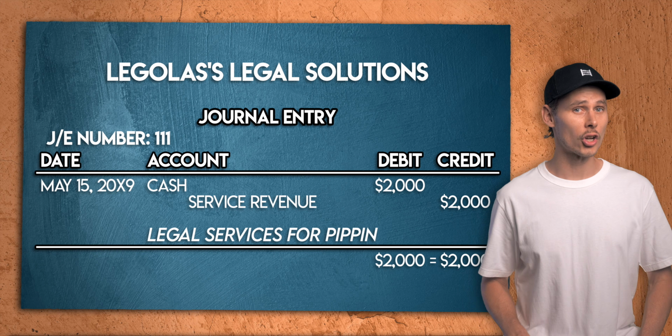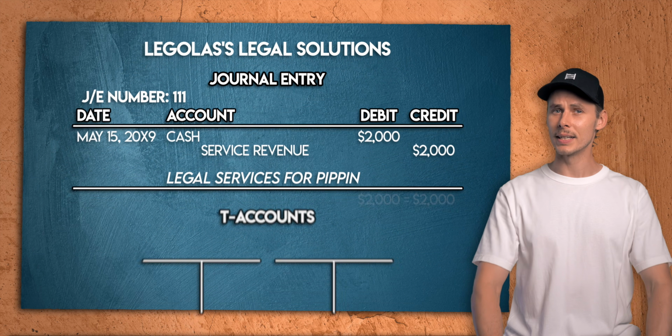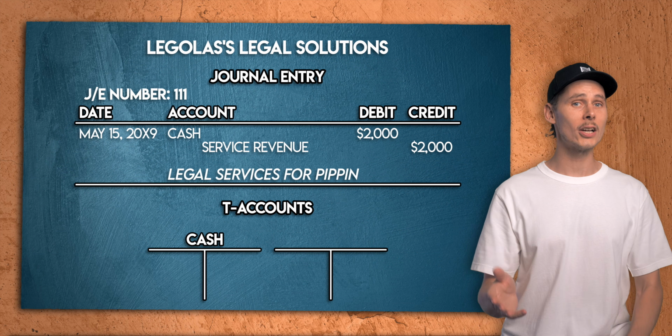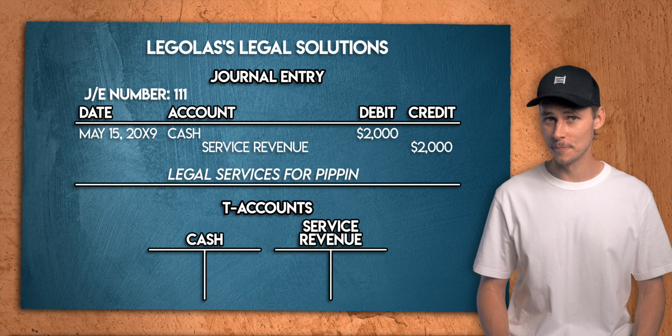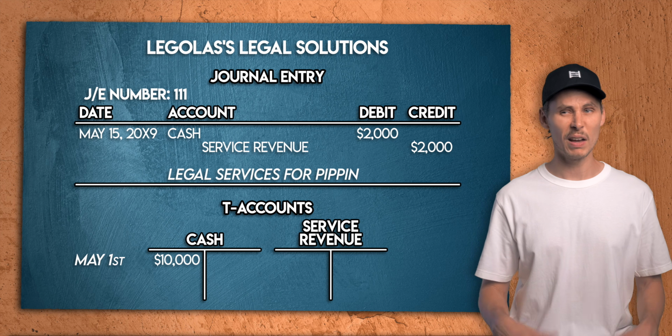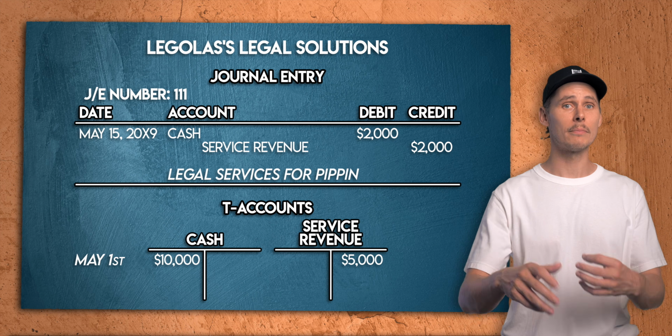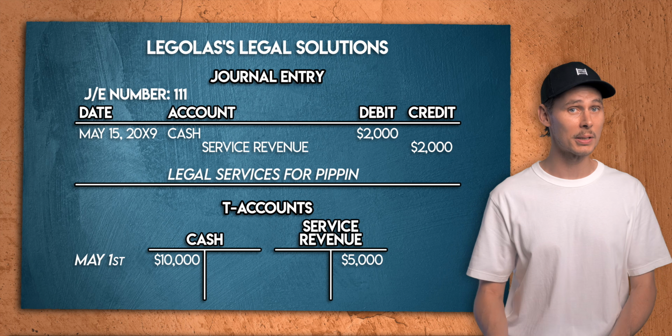Now we can post this journal entry into our accounting system. We can visualize this using T accounts. We need one for cash and one for service revenue. Let's say the opening balance of the cash account was $10,000, and for service revenue it was $5,000. These numbers have been brought forward from the previous accounting period.